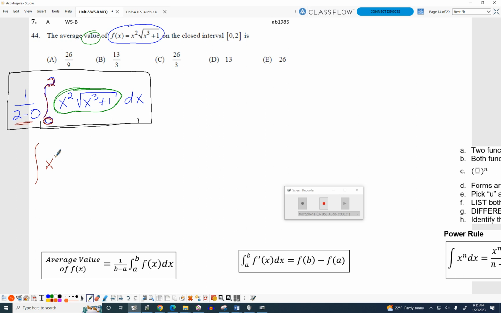So we write the integral of x squared times the square root of x cubed plus 1, dx. And do not put an equal sign because these two items are not equal. These lines aren't equal. I'm starting a new problem within the problem. So I could put a little divider if that helps. So, questions?